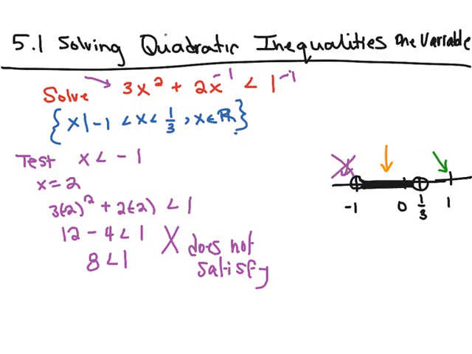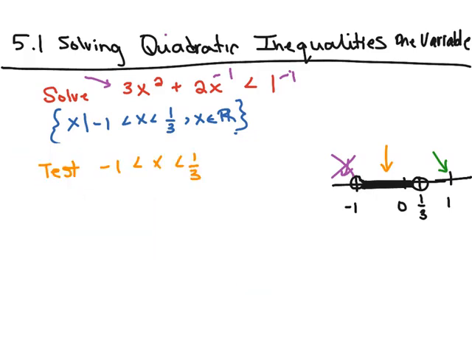Now we're going to test our second interval. So we're going to test -1 is less than x, which is less than 1/3. So let's choose x to be 0 because it falls between -1 and 1/3. And from our answer on the number line, we know that this should satisfy our inequality. So we're going to test that. So 3 times 0 squared plus 2 times 0 is less than 1. 0 is less than 1. That is correct. So we know this interval works.